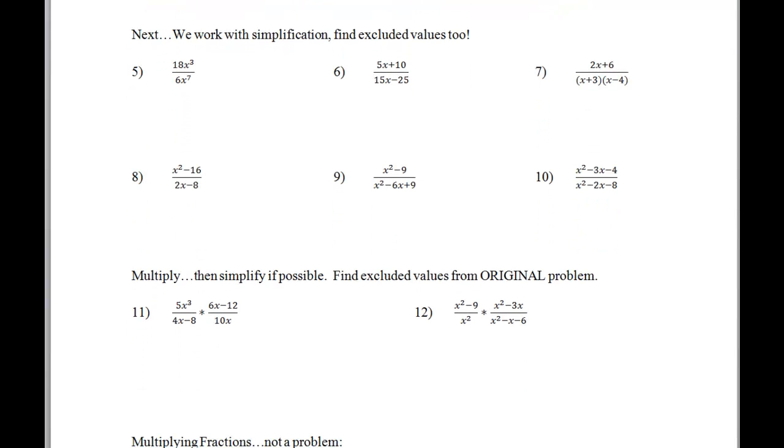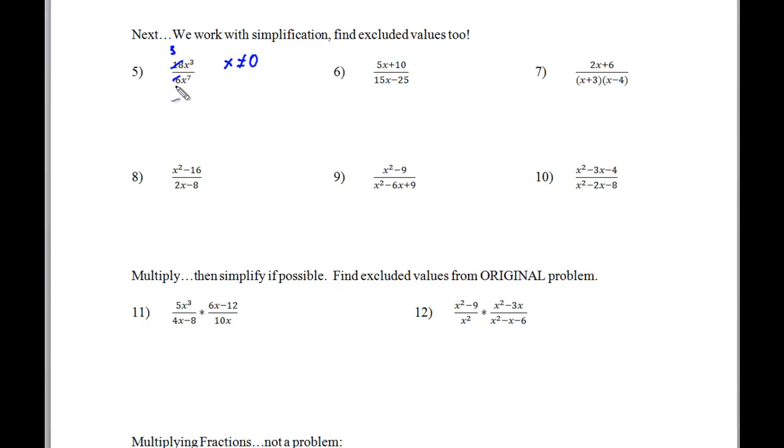So let's take a look here at problem number 5. First of all, we're going to try to see, is there a number that we can plug in for x to give me a 0? And that's true. The denominator here has just an x in the monomial, so therefore my x cannot be equal to 0, because 0 to the 7th power is 0. 6 times 0 is 0. There's my danger number.